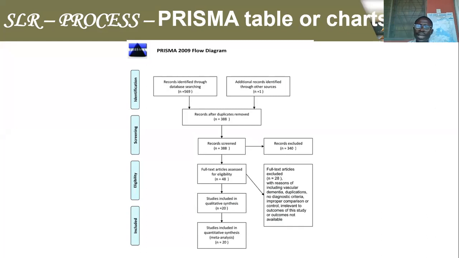So at the identification stage, we have records identified through database searching. So here the N is 569.